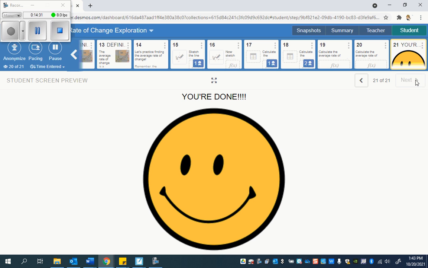and doing those calculations. Any questions about that Desmos activity? Because I am going through and grading it, so I want to make sure that you have it correct. Yes.